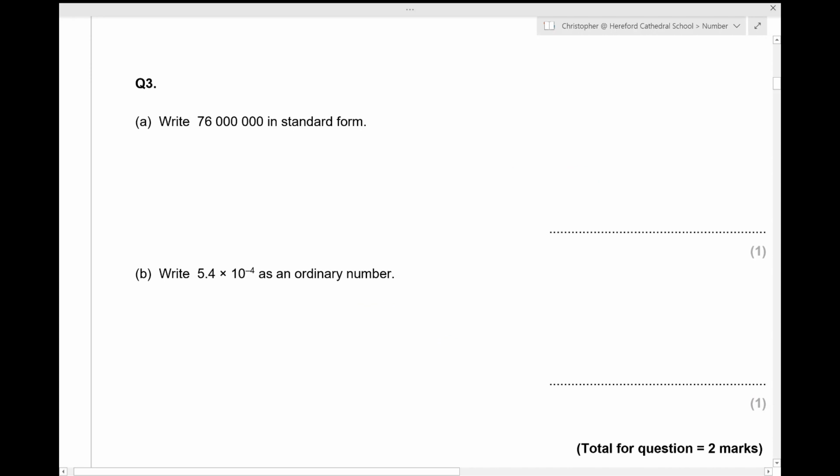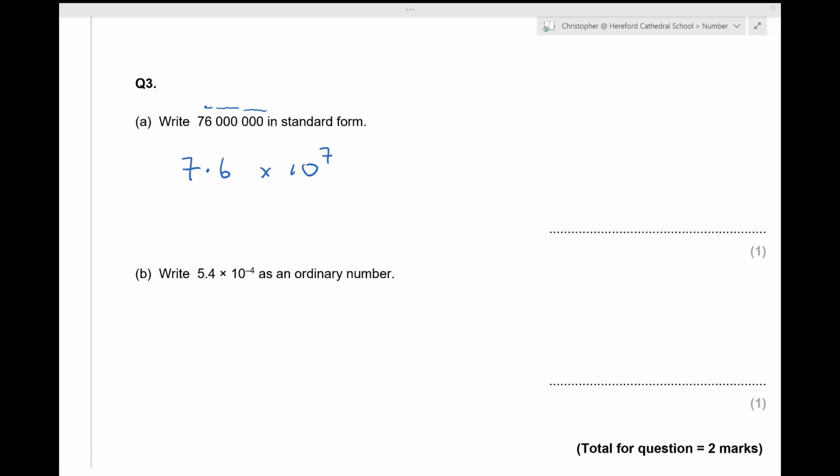Question 3, right, I've got 76 million here. Well, 7.6, decimal point goes in there, and then that's 1, 2, 3, 4, 5, 6, 7. So it's 7.6 times 10 to the 7.